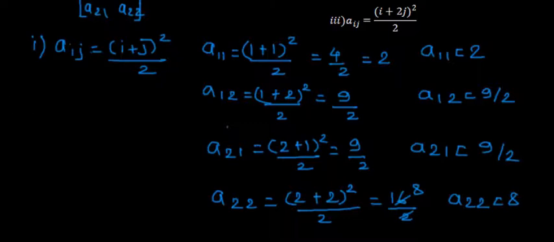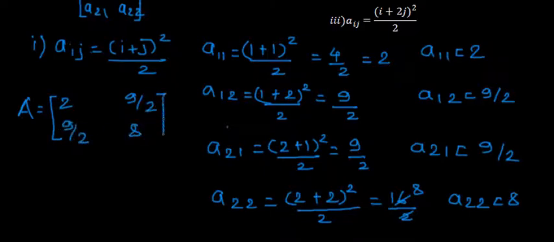And finally, I'll construct the matrix. So matrix A in this case will look like this. In the corresponding places, I'll put those values. So 2, 9 by 2, again 9 by 2, and here I have 8. So that's the solution for the first part. Okay, that was easy. The second one is similar to it.